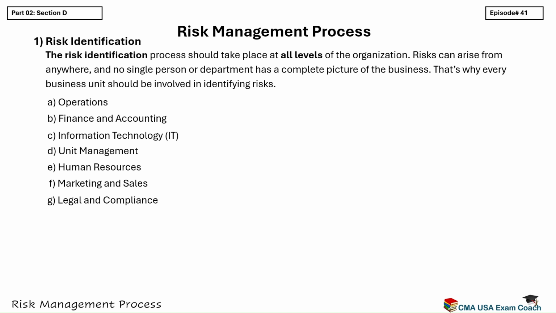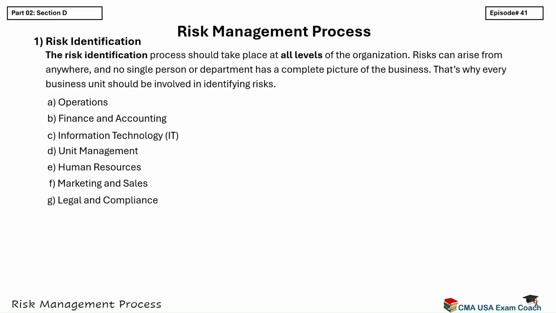A. Operations. This covers day-to-day activities like production, supply chain, and customer service. Employees in this area can highlight risks such as machine breakdowns, supplier delays, or safety issues in the workplace. B. Finance and accounting. The finance team can identify risks related to cash flow shortages, credit risk, fraud, errors in reporting, or non-compliance with accounting standards. Since financial health is critical, their inputs are essential.